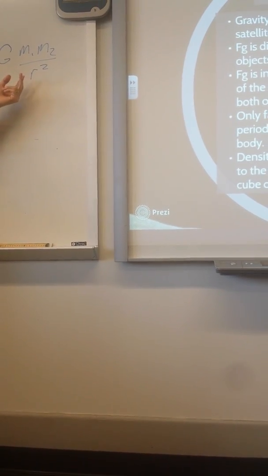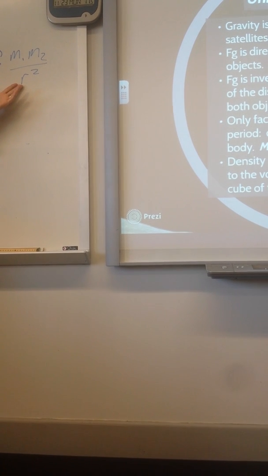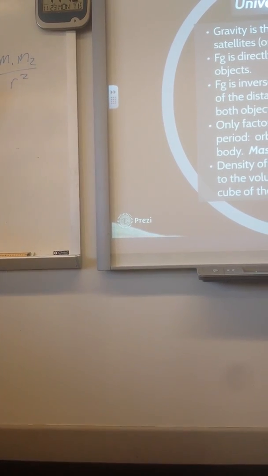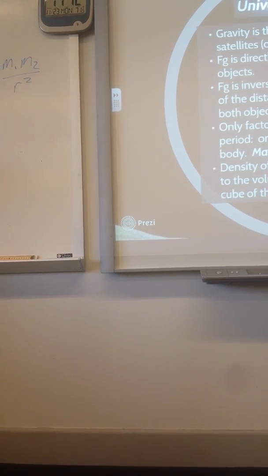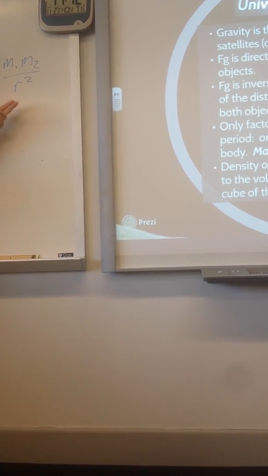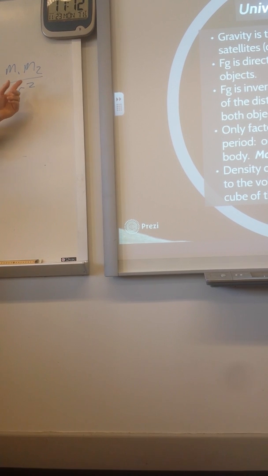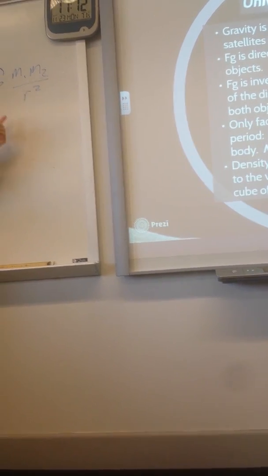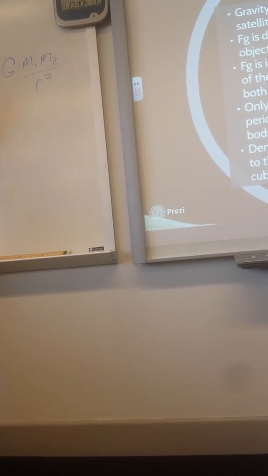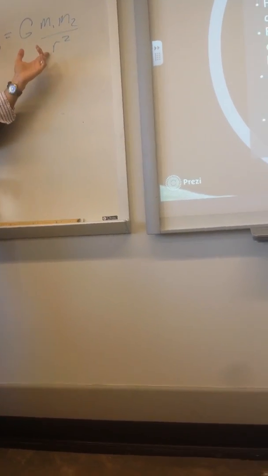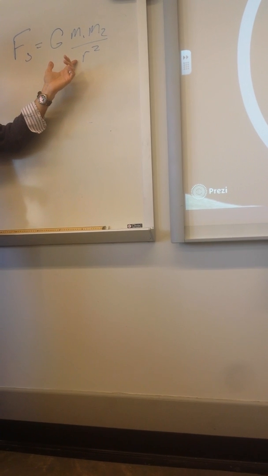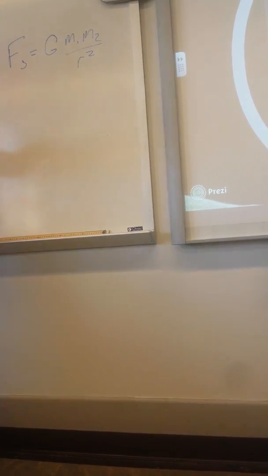So if you make your distance go up by a factor of 10, since the distance went up, the force goes down. Not by just 10 times, but by 10 squared times. That's 100 times smaller. Okay? If you triple the distance, it goes down by 9 times, 3 squared times.